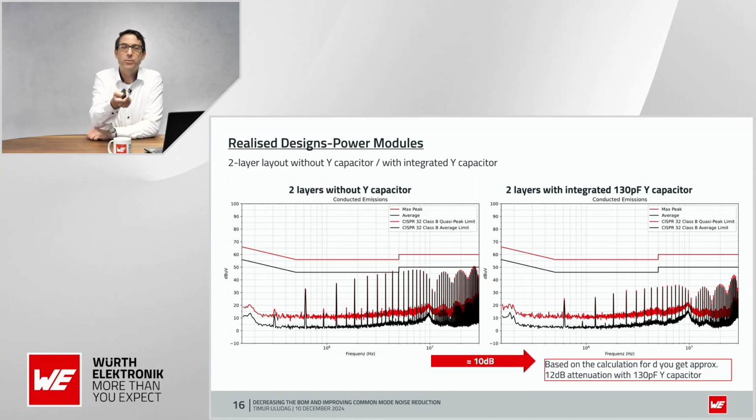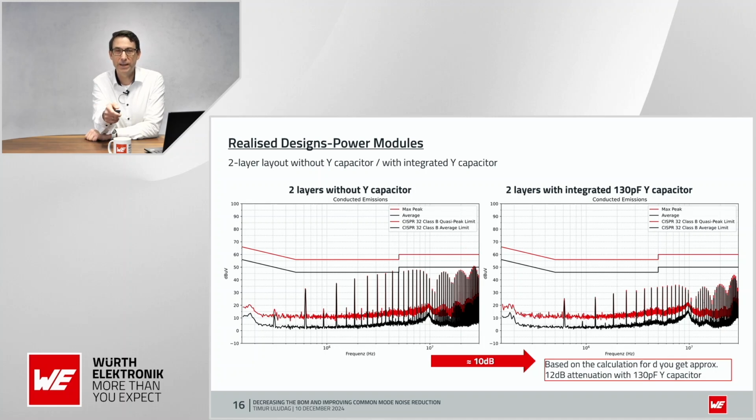The EMI performance of a 2-layer design without any intentionally wanted Y capacitor looks like this. Please remember we are here at the 80 by 80 millimeters PCB with a power module on it and no additional common mode suppression. Here you can see that we are nearly crossing a little bit the class B limit here, but a class A would be here very, very sufficient.